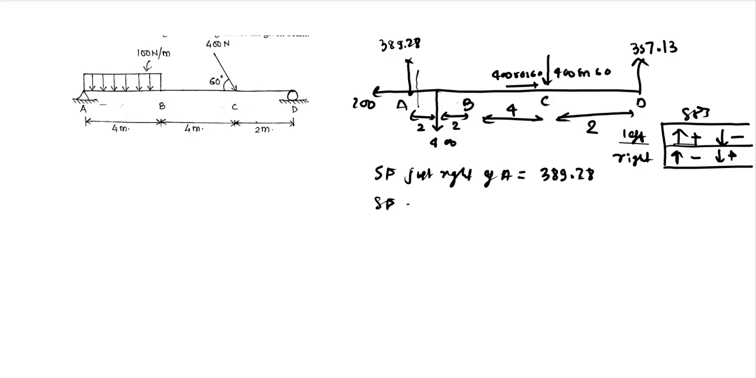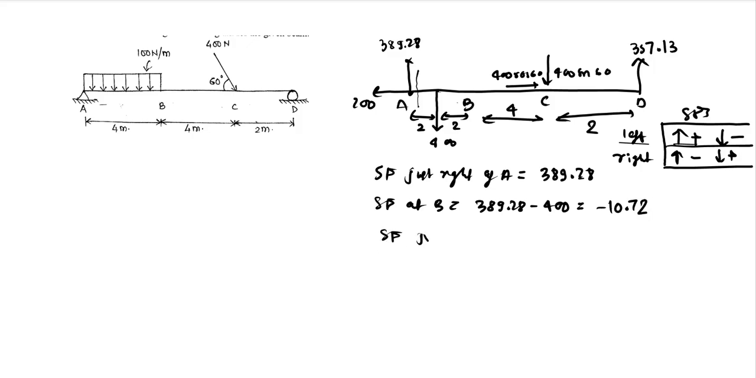We have shear force at V, which should be 389.28 minus 400 because of the UDL. Let us just calculate it. We have 389.28 minus 400. It should be minus 10.72.